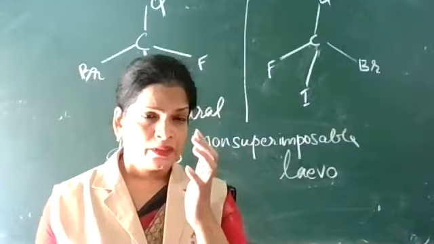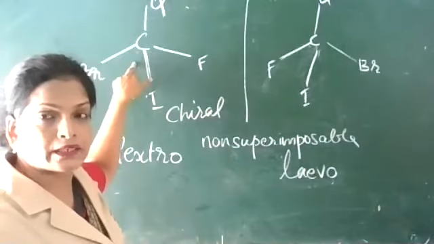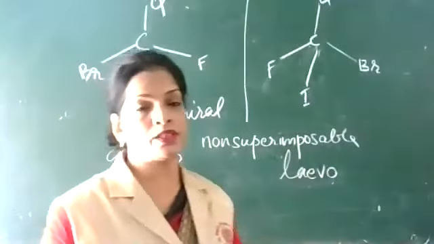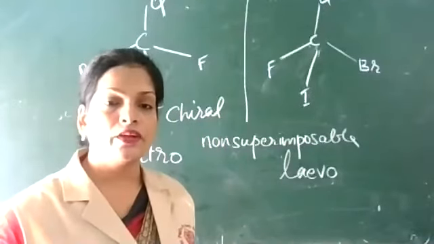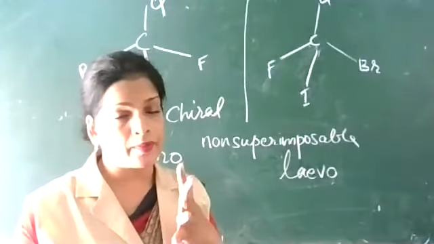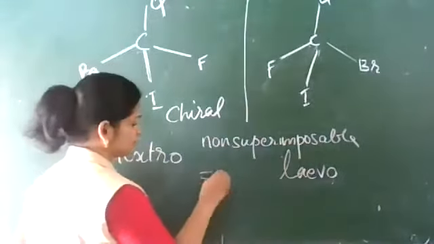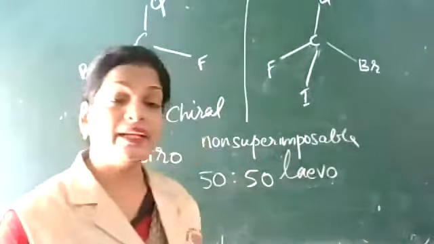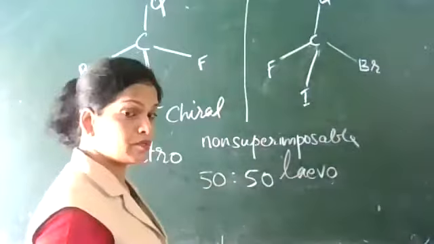So this is a chiral compound. If it rotates the plane polarized light towards the right, we call it dextrorotatory. Then its mirror image will rotate the plane polarized light towards the left, that is in the anti-clockwise direction. We call it laevorotatory. A mixture of these will not rotate the plane polarized light. That equimolar mixture of these two, 50-50, is called a racemic mixture or racemic modification.